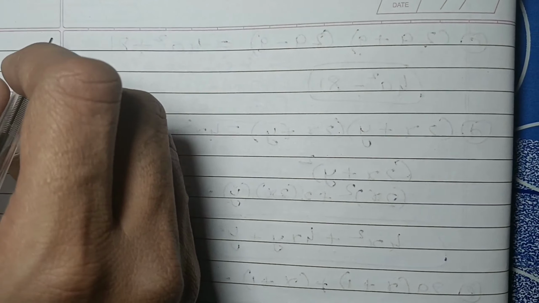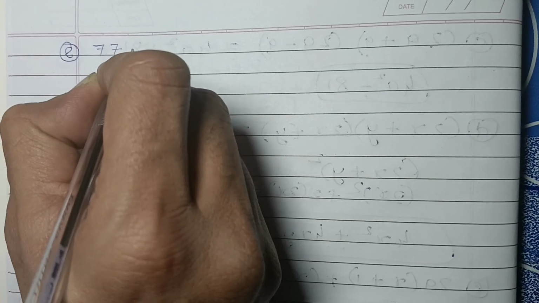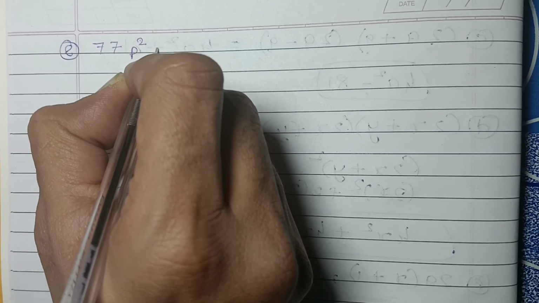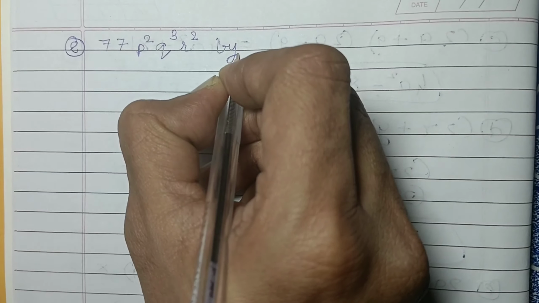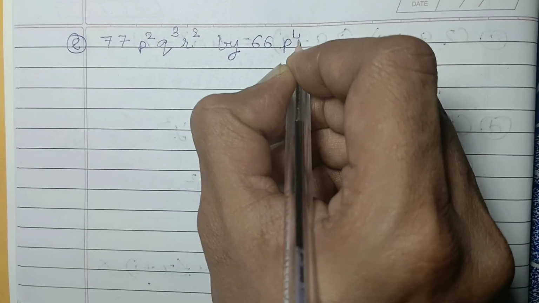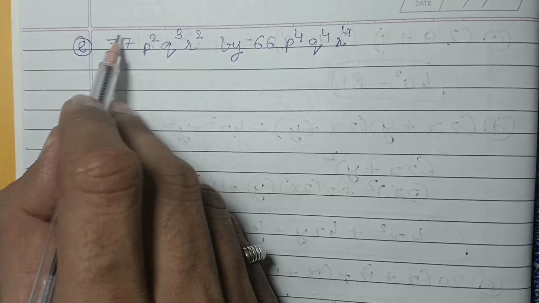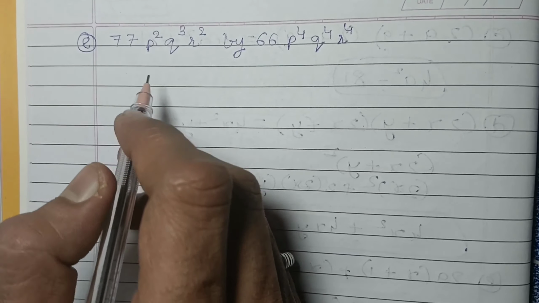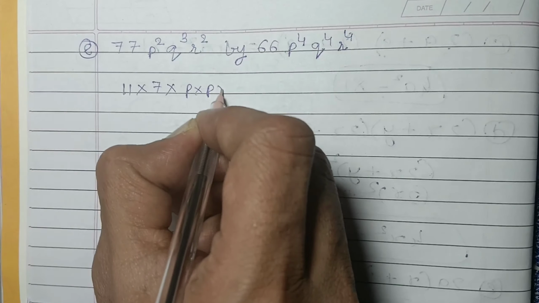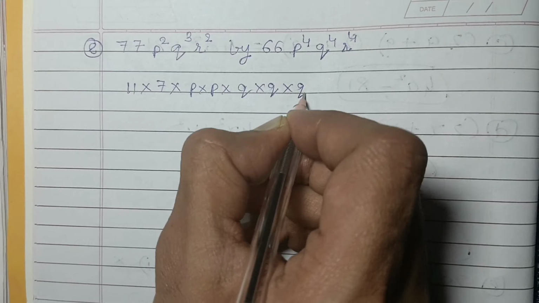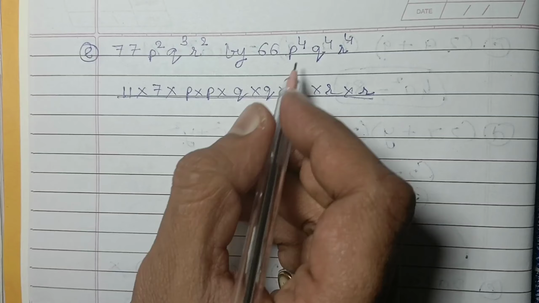Okay, so now we will solve the e question, that is 77 p square q to the power 3 and r to the power 2, and this will be divided by 66 p to the power 4 q to the power 4 and r to the power 4. So simply we will write 77 in terms of 11. 11 sevens are 77 into p we will write 2 times, q we will write 3 times and r we will write 2 times, and this term will be divided by 66.